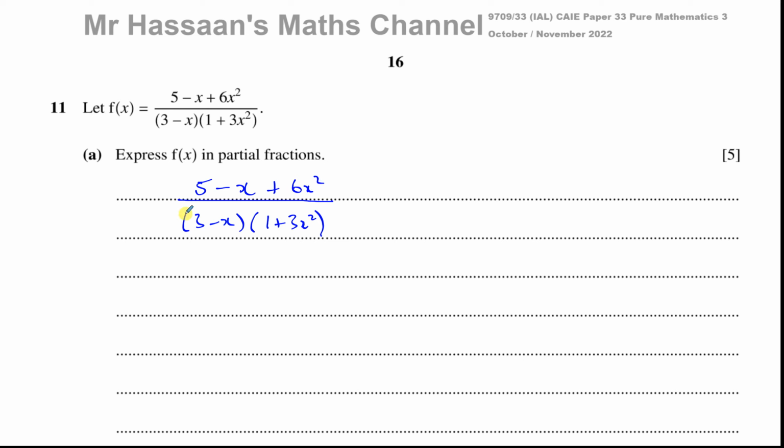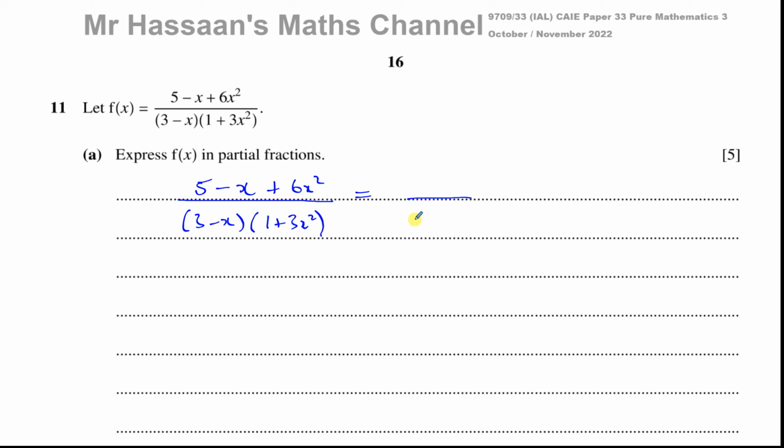In this case, the highest power on the numerator is x squared. So it's power of 2, and the highest power in the denominator would be x cubed. So therefore, it is a proper fraction, so we don't have to worry about any quotient part. All right, I'll split up into two proper fractions. And we have these two factors in the denominator.